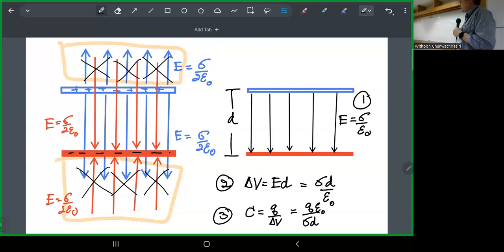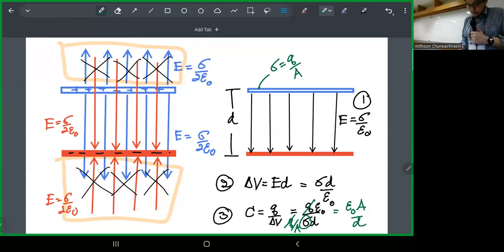There you go. But then, wait a second. You just told us that sigma is the charge per area. So if I replace sigma with Q over A, the Q will cancel. I don't have to worry about the Q. I only worry about the size of the area. That's it, guys. That's the final formula, and that's how you figure out the capacitance of a parallel plate capacitor. All you care about is the surface area and the distance between the plates.